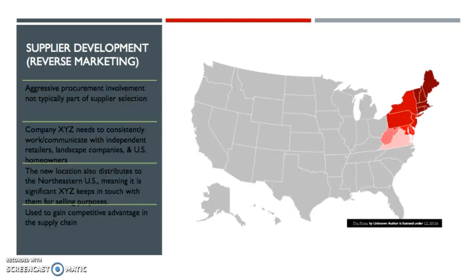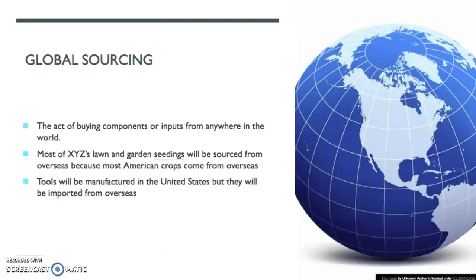Supplier development. Aggressive procurement involvement is not typically a part of supplier selection. Company XYZ needs to consistently work and communicate with independent retailers, landscape companies, and U.S. homeowners. The new location also distributes to the northeastern U.S., meaning it is significant. XYZ keeps in touch with them for selling purposes, used to gain competitive advantage in the supply chain. Global sourcing.